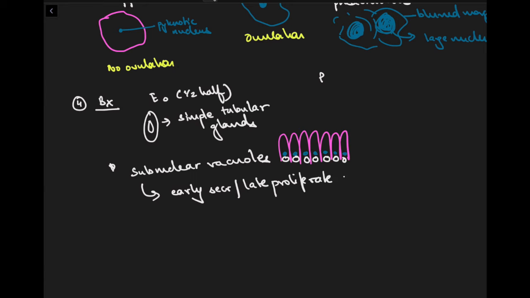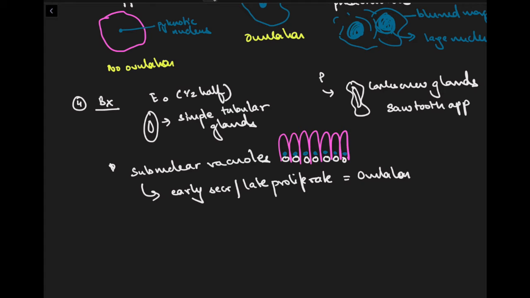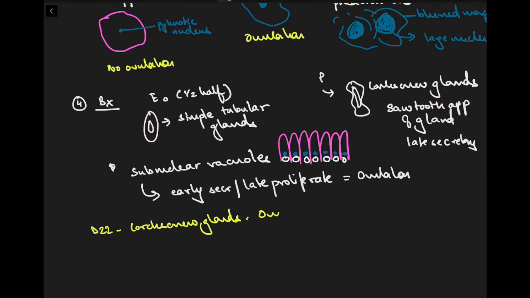All right, that is right for progesterone. They will have tortuous glands that are also called corkscrew glands, or they're also known as sawtooth appearance of glands, signifying late secretory phase. Now, on day 22, the presence of corkscrew glands will indicate that ovulation has occurred.